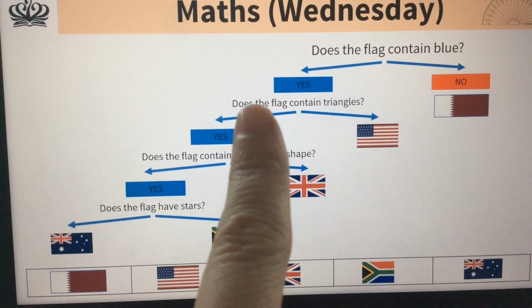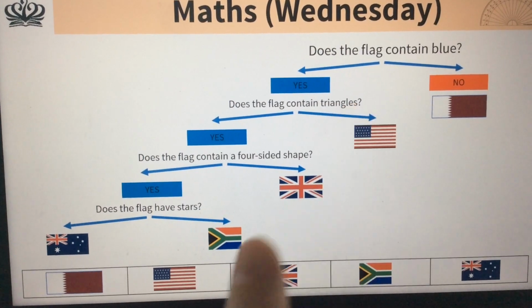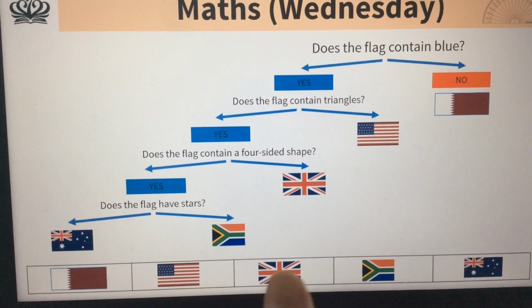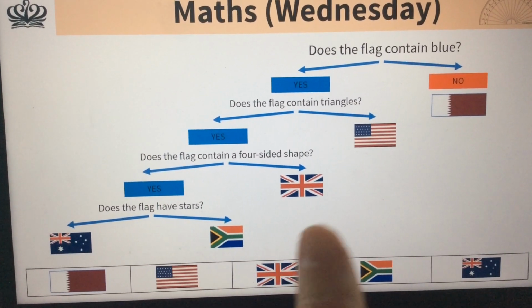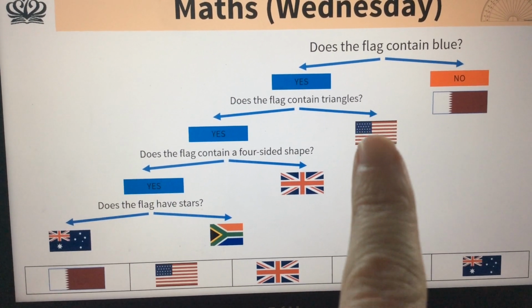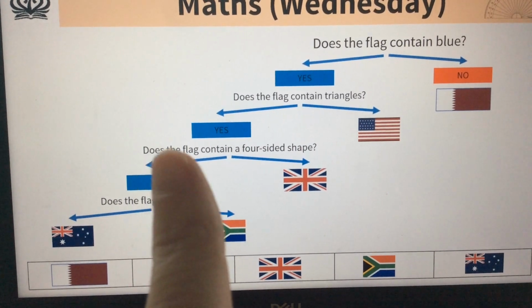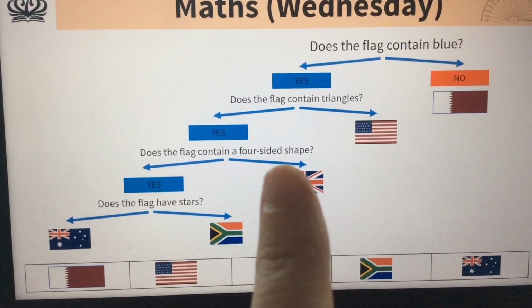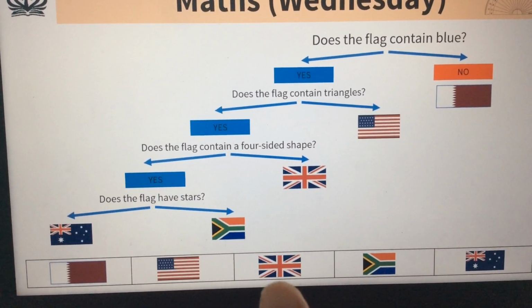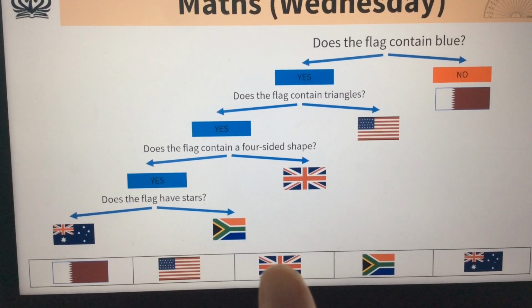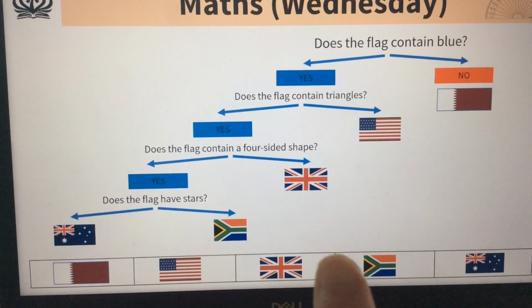So the next question is, does the flag contain triangles? So no, yes, yes, yes. Okay, so we're left with the US flag, which is there. Then we've got these 3 left. So the next question is, does the flag contain a 4-sided shape? So the Union Jack, the UK flag, doesn't. It's got lots of triangles in it.